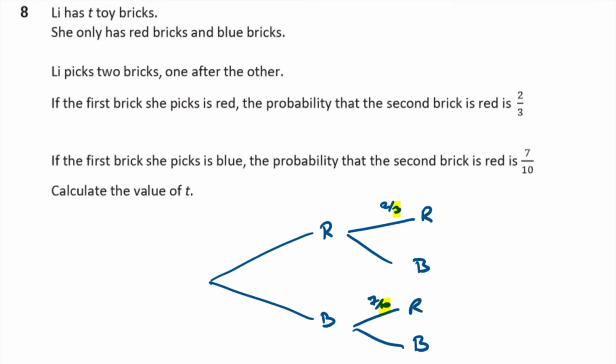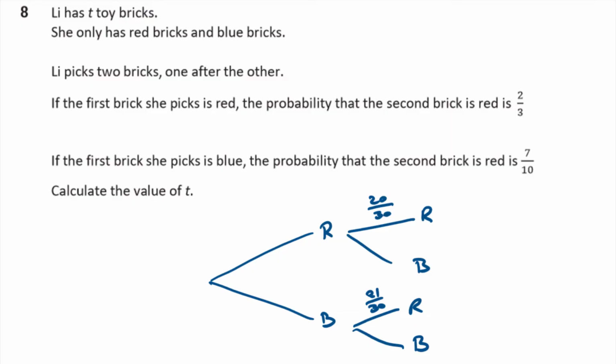So the smallest possible number it could be is 30. It could be higher than that. It could be 30, it could be 60, it could be 90. So I'm going to assume it's the smallest possible value. I'm going to say that there are 30 bricks at this point, in which case that 2/3 I could rewrite as 20/30, and that 7/10 down there I could write down as 21/30.